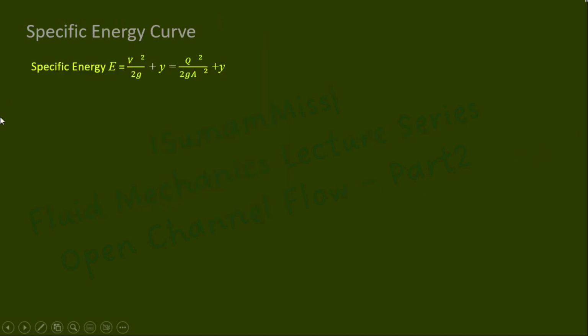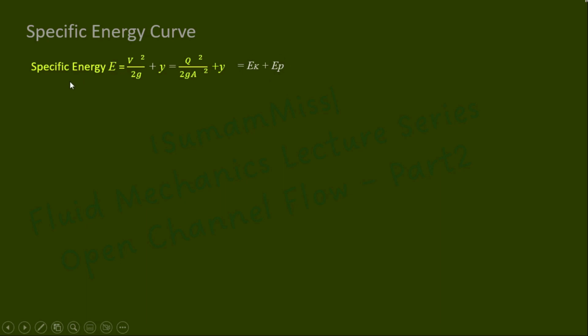Now let us discuss the specific energy curve. The expression for specific energy is E equal to V square by 2g plus Y, or Q square by 2g A square plus Y. The first term represents specific kinetic energy and the second term represents specific potential energy. So specific energy E can be written as Ek plus Ep, where Ek is the specific kinetic energy and Ep represents the specific potential energy.